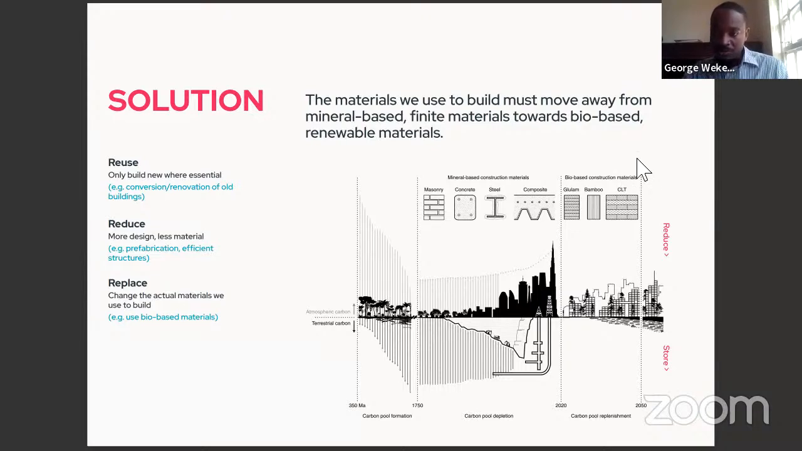So with our solution of using biomass construction materials, wood and bamboo, and using that in building our cities, the balance will be restored, as you can see right here.